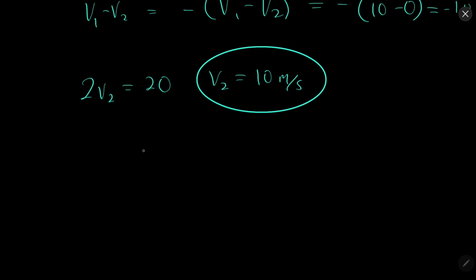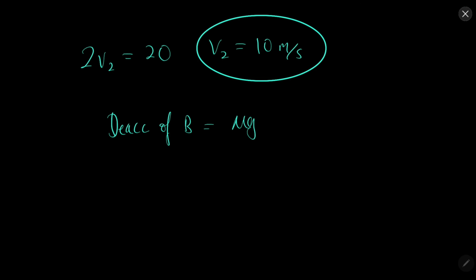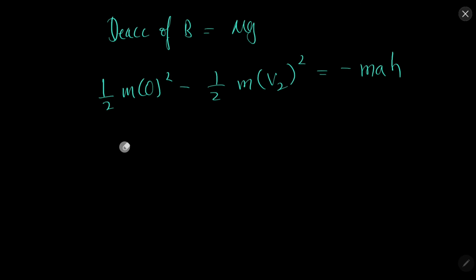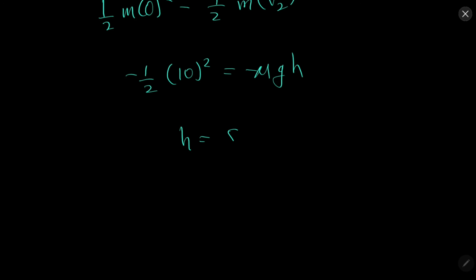Similarly the deceleration of B will be mu g by the frictional force. So using work energy principle, we will have this scenario. So minus half 10 square equal to minus mu g h. H will come out to be 50 meters.